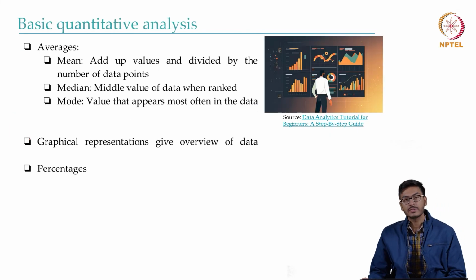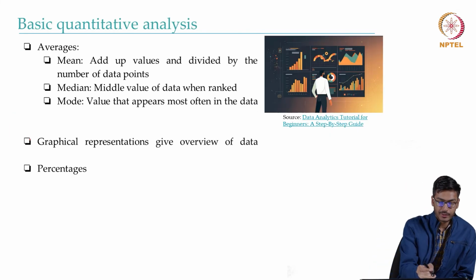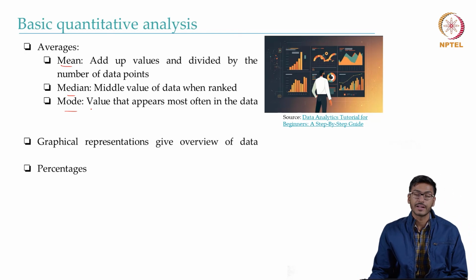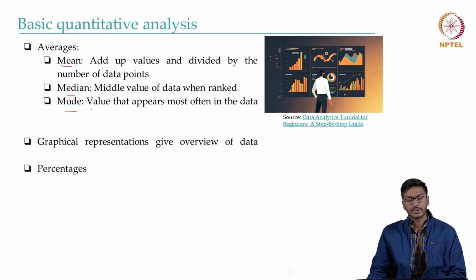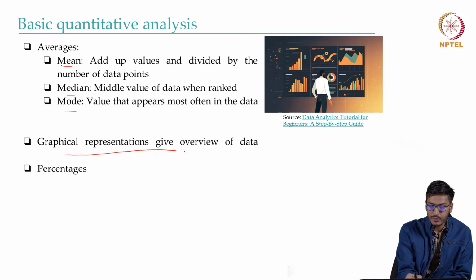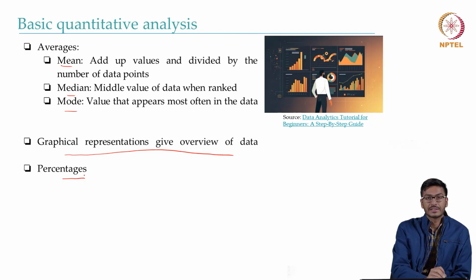For quantitative analysis, we can use various statistical techniques that may include mean, median, and mode. Mean is simply the average. We add up all the values and divide it by the number of data points and we get the average. Median is simply the center or the middle entry of the values. Mode is simply the value that appears most often in the data. We can also use graphical representations to give an overview of the data. Finally, we can also use percentages for the same.